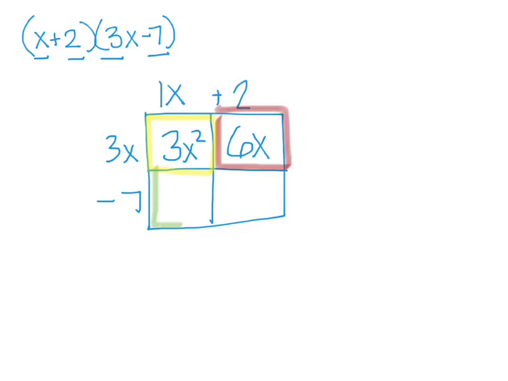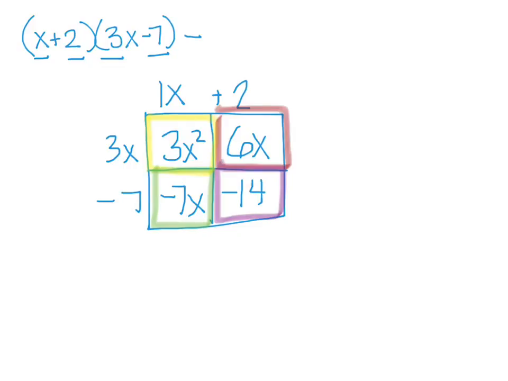If I come down to this box down here, I'm going to go 1 times negative 7 is negative 7. And then I am left with an x. And then for my final box, I am going to take the 2 and the negative 7 and multiply it, which gives me negative 14.